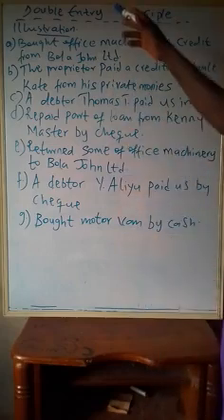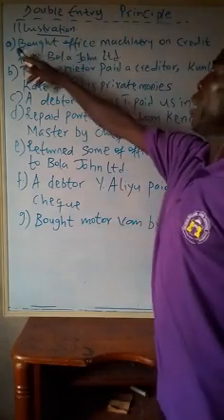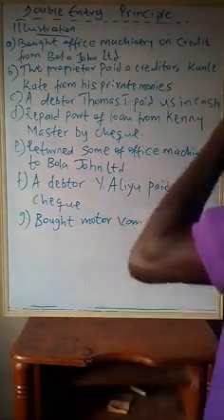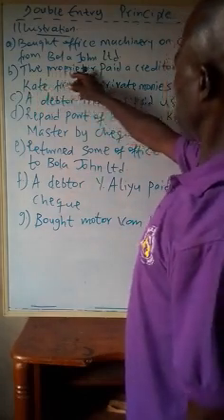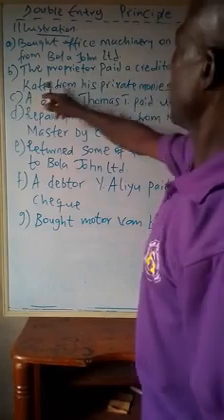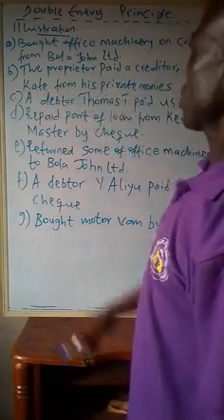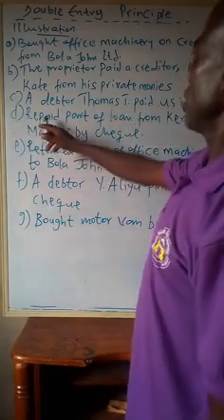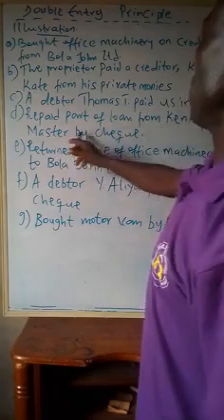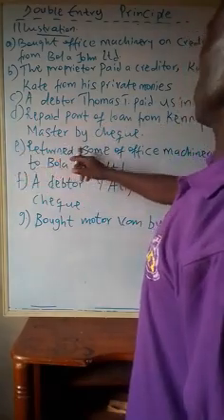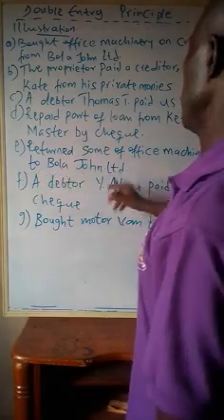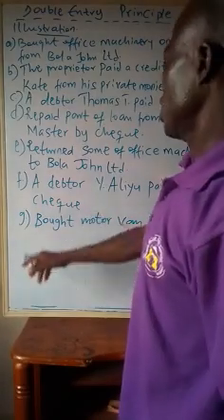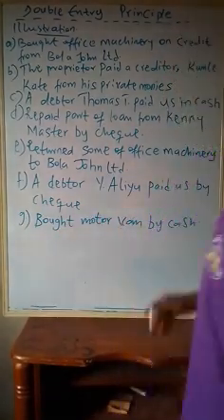I go over the illustration. Illustration A. Bought office machinery on credit from Bola John Limited. B. The proprietor paid a creditor, Kunle Kate, from his private monies. C. A debtor, Thomas T, paid us in cash. D. Repay part of loan from Kenny Master by check. E. Return some office machinery to Bola John Limited. F. A debtor, Aliyu, paid us by check. G. Bought motor van by cash.